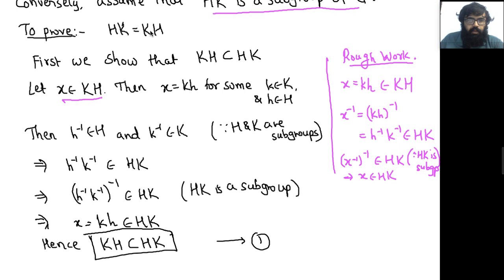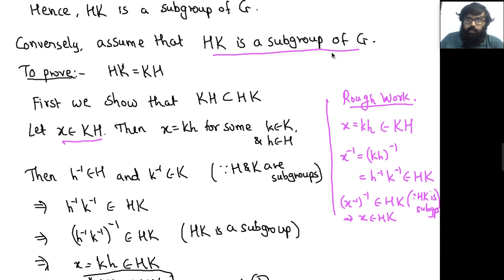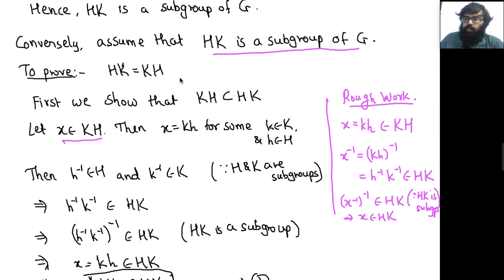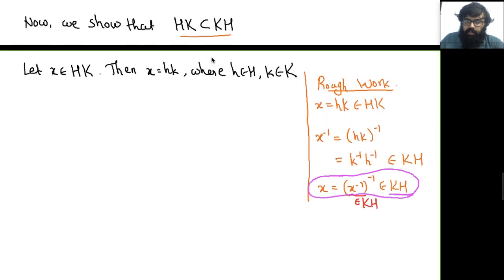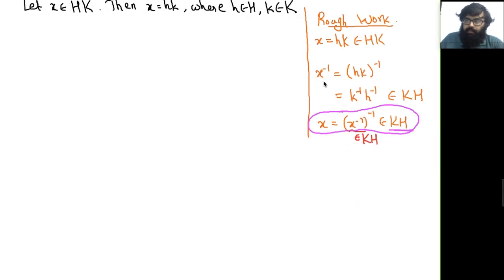So now we have assumed that HK is a subgroup, and we are proving HK equals KH. So in HK, every element has an inverse. But here there is something which is opposite: x inverse belongs to KH. So if I want x in KH, I should take the inverse again, x inverse inverse. That will give me x.